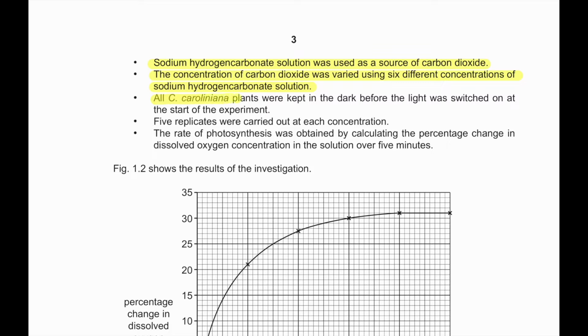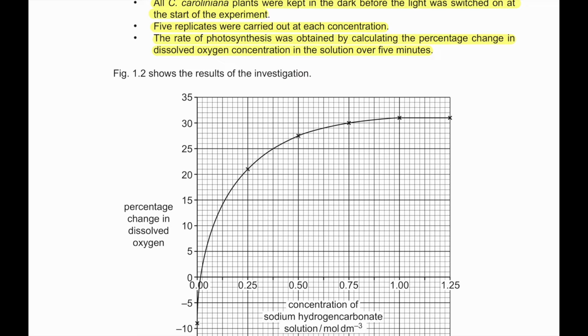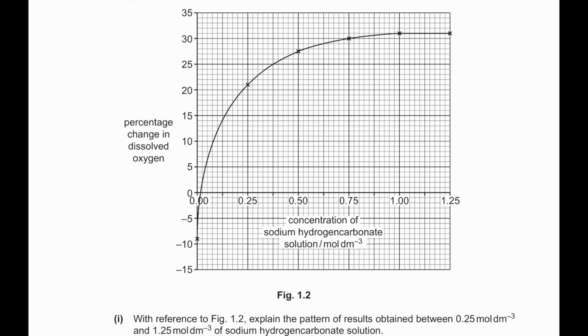All C. caroliniana plants were kept in dark before the light was switched on at the start of the experiment. 5 replicates were carried out at each concentration. The rate of photosynthesis was obtained by calculating the percentage change in the dissolved oxygen concentration in the solution over 5 minutes. Figure 1.2 shows the results of the investigation. So we can see as the concentration of sodium hydrogen carbonate solution increases, the rate of photosynthesis increases because percentage change in dissolved oxygen increases. However, then it plateaus.